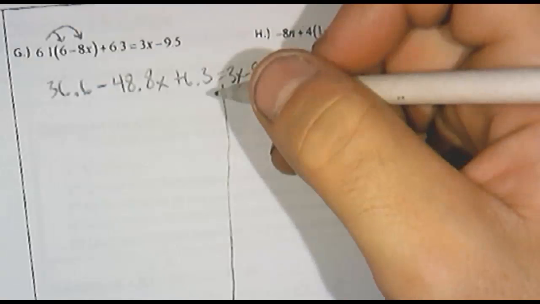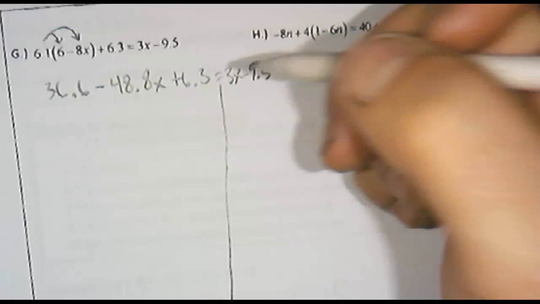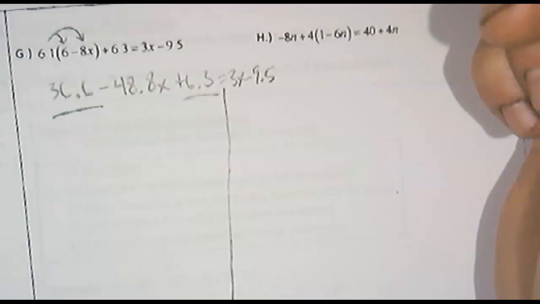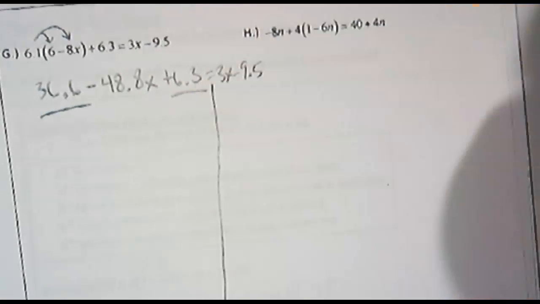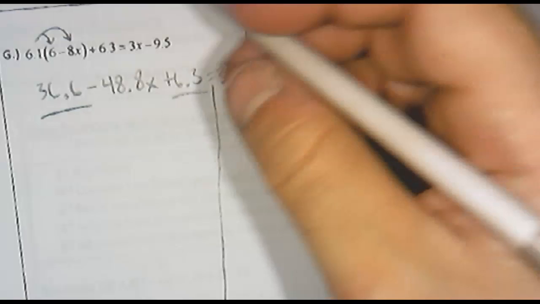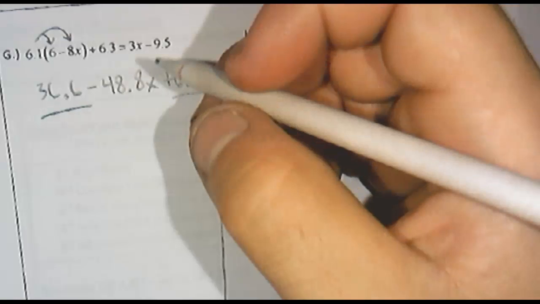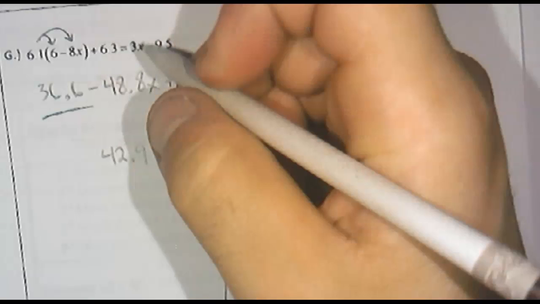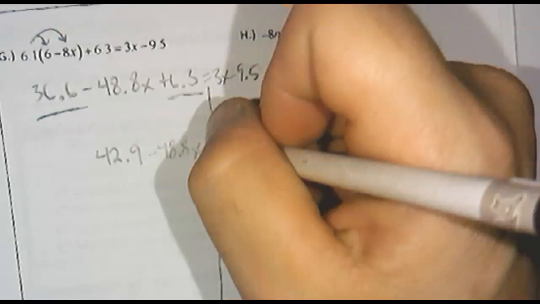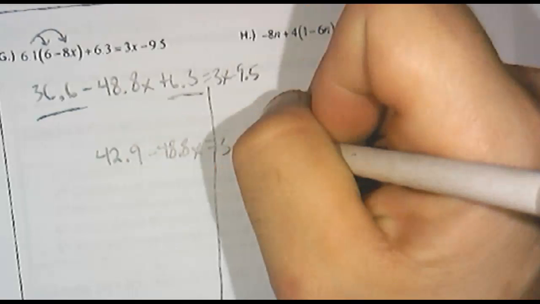And again, the line down from the equal sign, try to use that if it helps you. My next step is going to be to combine these like terms. 36.6 on the left side. There's no like terms on the right, so nothing to do there. And anyhow, 36.6 plus 6.3, it's going to give us 42.9 minus 48.8x. Bring that down. Equals 3x minus 9.5. Make sure you bring that down.